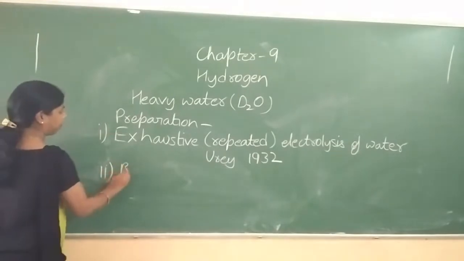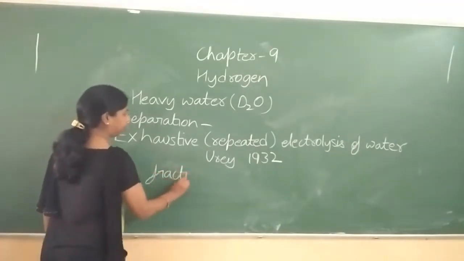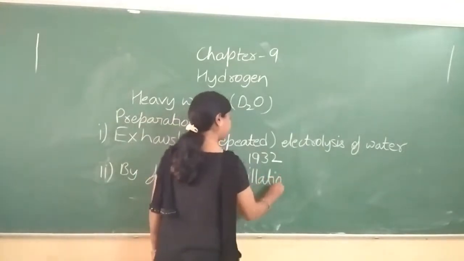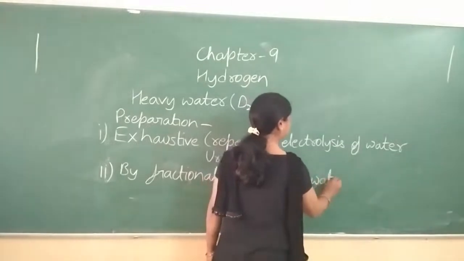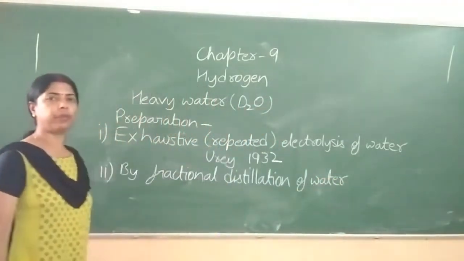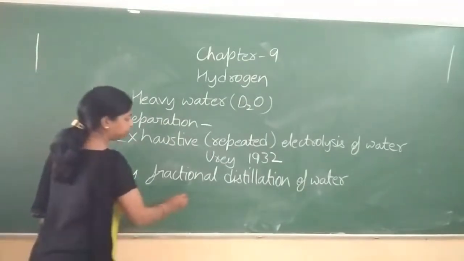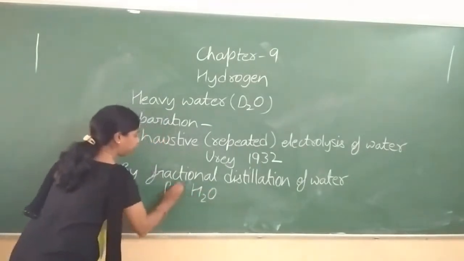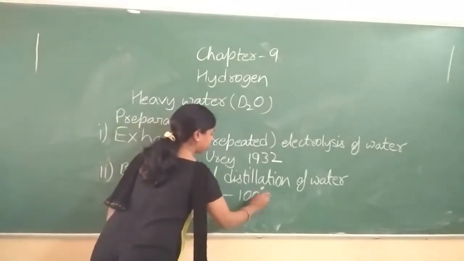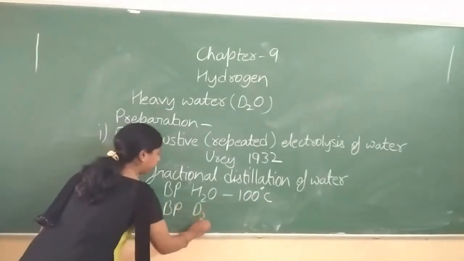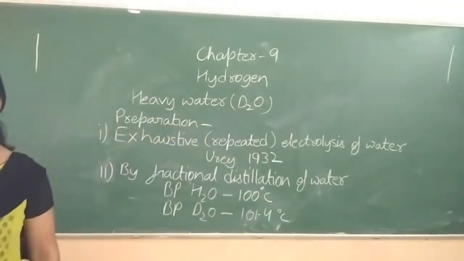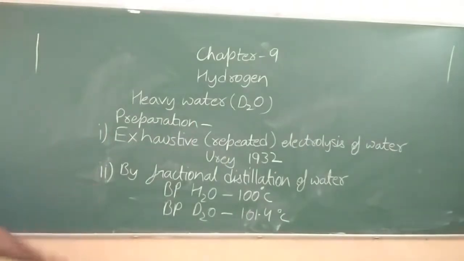Second is by fractional distillation of water. If we do the fractional distillation of water, then we get different fractions of water and heavy water. You know, fractional distillation is done when there is a difference in the boiling point. What is the boiling point of water? The boiling point of water is 100 degrees Celsius, and the boiling point of heavy water, D2O, is 101.4 degrees Celsius. So as you see the difference in the boiling point, they can be separated by fractional distillation.